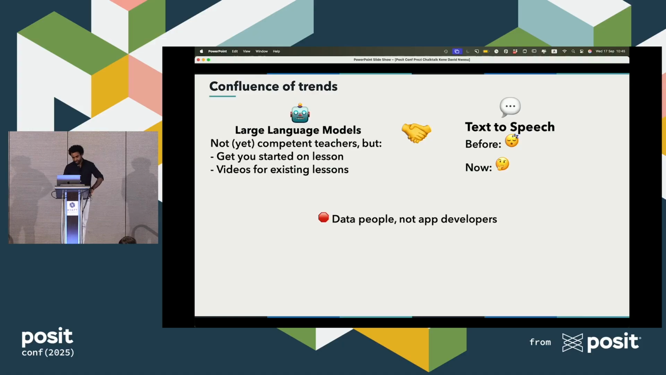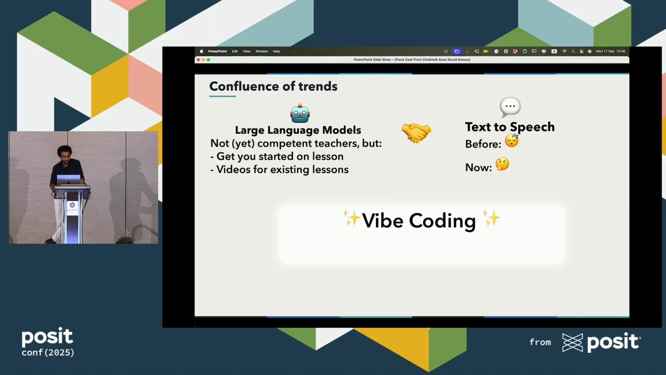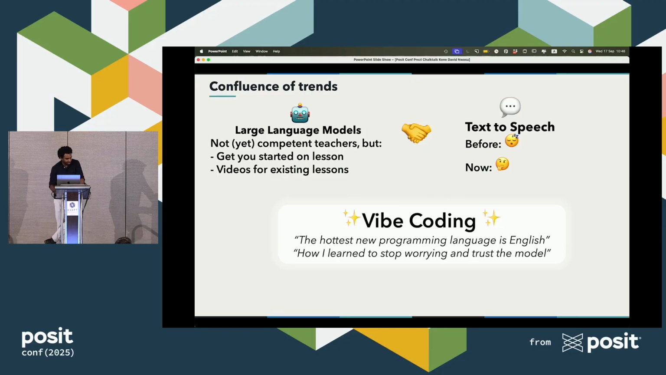The problem, though, is that the folks on our team, including me, are mostly data people, not really app developers. But the solution maybe is another trend, which is the rise of something called vibe coding. Now, what is vibe coding? It's typified by some quotes like this: "The hottest new programming language is English," and "How I learned to stop worrying and trust the model."